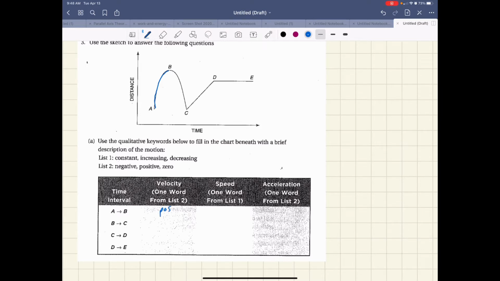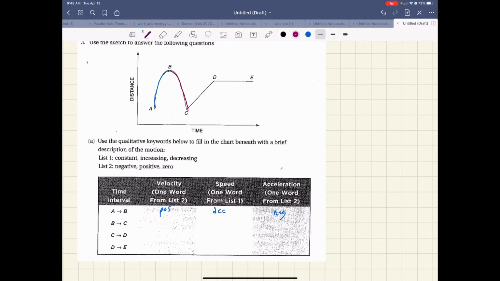The speed, one word from list 1: constant, increasing, or decreasing. Here you can see the slope is decreasing over time, so that must mean that the speed is decreasing. The acceleration: in this case, the object is moving slower and slower, and it initially has a positive velocity, so it has a negative acceleration. So negative. Okay, from B to C.